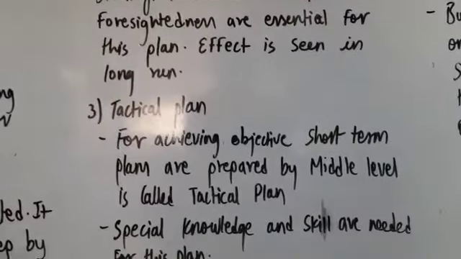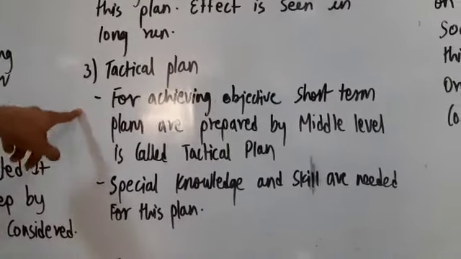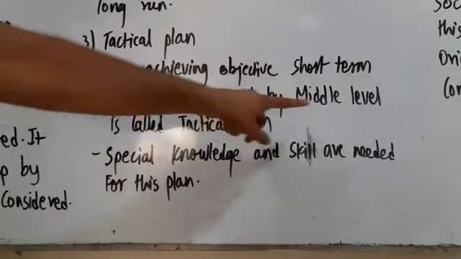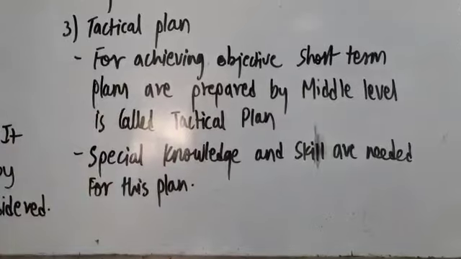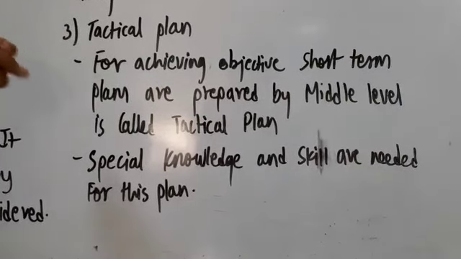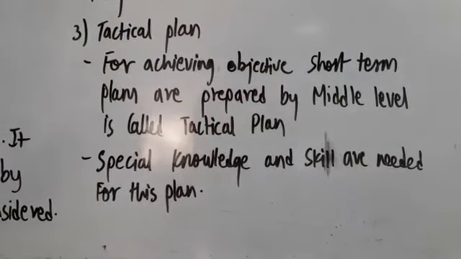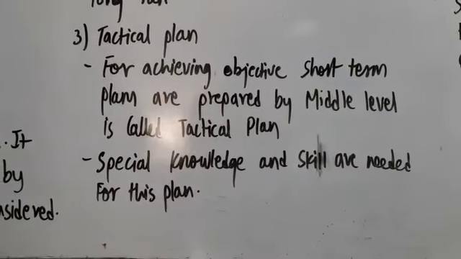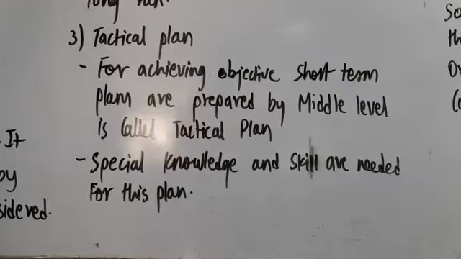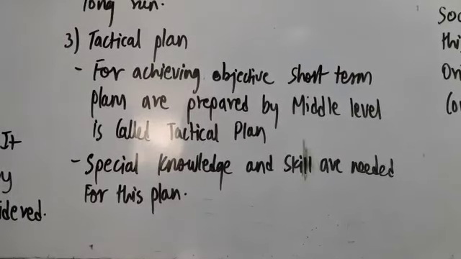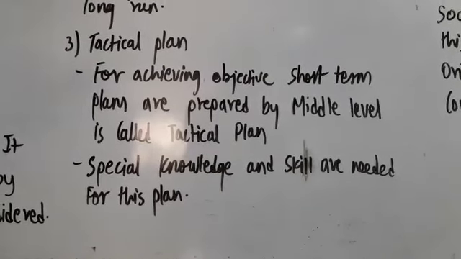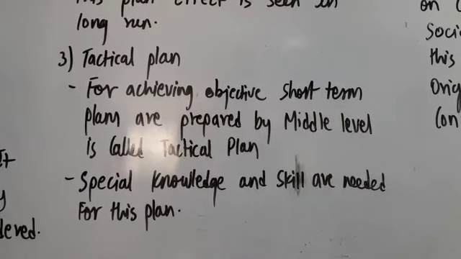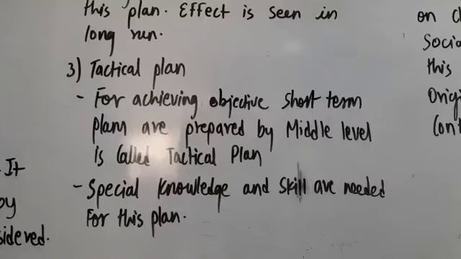Third one is tactical plans. For achieving objectives, short-term plans are prepared by the middle level, called tactical plans. Means the middle level prepares different plans for a shorter period of time. If they want to achieve something yearly, then they prepare the plan for 1 month, 2 months, 3 months, and then all together they make a plan for the year. That is called tactical plans.